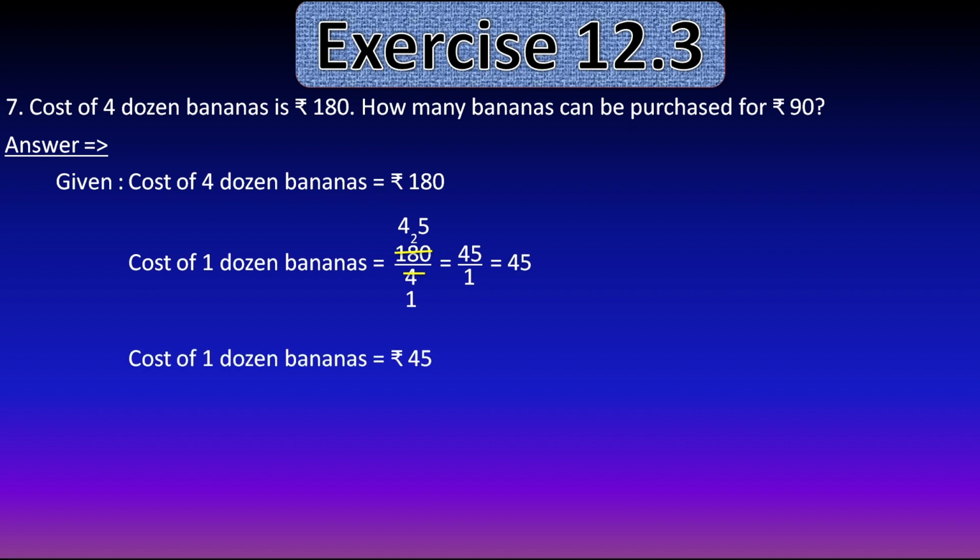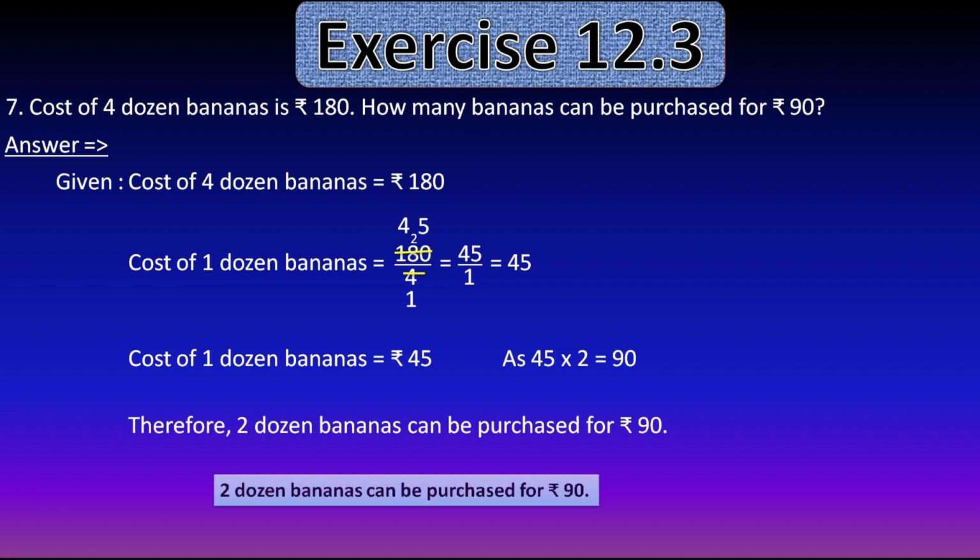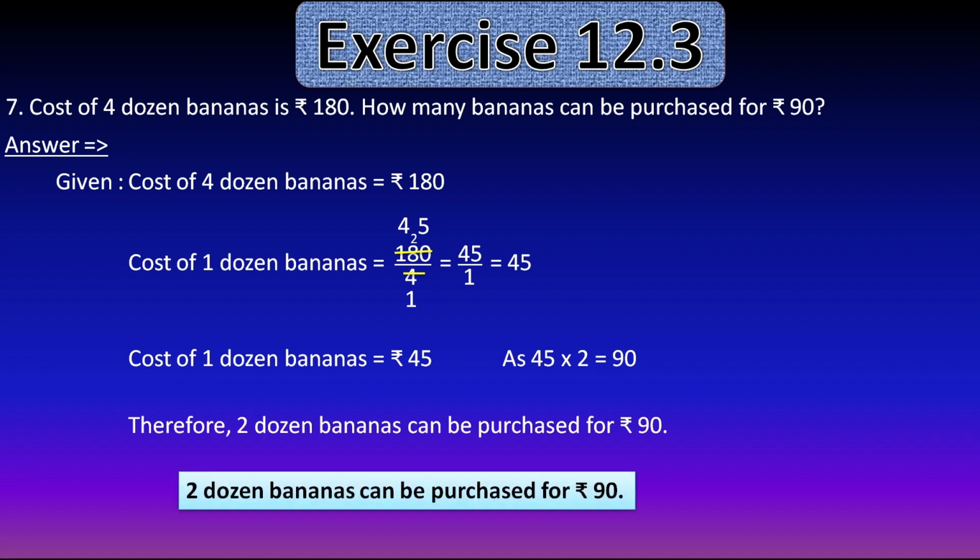Okay. Now they have asked us how many bananas can be purchased for rupees 90, and we all know that 45 twos are 90. So as for 1 dozen bananas we are paying 45 rupees, so for 2 dozen bananas we have to pay 90 rupees, right? Therefore 2 dozen bananas can be purchased for rupees 90.